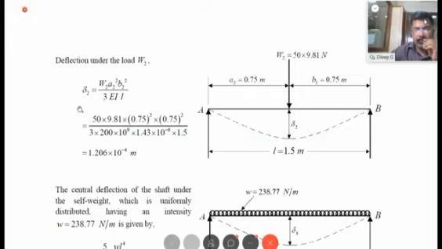This is the general formula. Delta 2 is equal to W2 A2 square B2 square divided by 3EIL. W2 is 50 × 9.81, 490.5. That is W2 into A2 square 0.75 square, B2 square 0.75 square by 3E, which is 200 × 10 raised to 9, I is 1.43 × 10 raised to minus 6. We already found out L is 1.5 meter. And if you do it, you will be getting the deflection delta 2 under load W2, which is 1.206 × 10 raised to minus 4 meter.